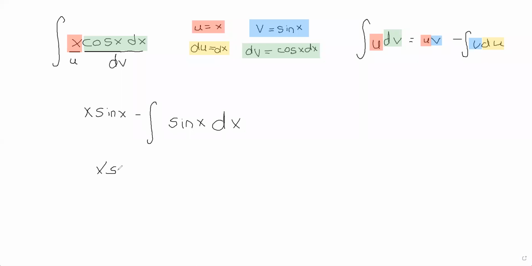So the first part's going to remain the same, x times the sine of x, minus, and then this is going to be minus negative cosine. So minus negative cosine is going to turn into positive cosine of x. And then we need that constant of integration. We need that plus c. So that's how we do it. This is our complete solution to the integral of x times cosine of x. Let's try a few more examples.